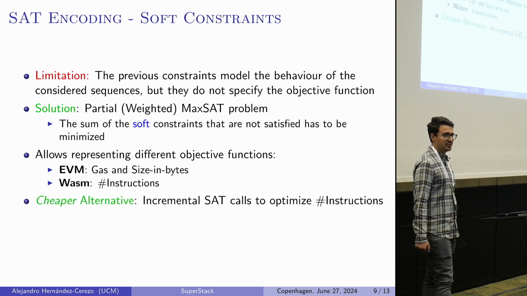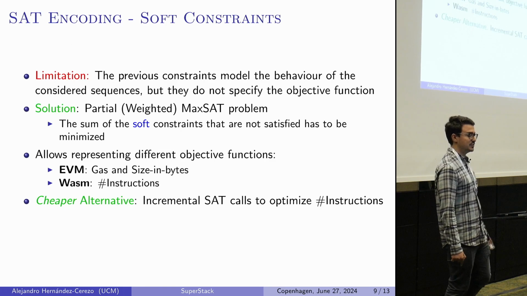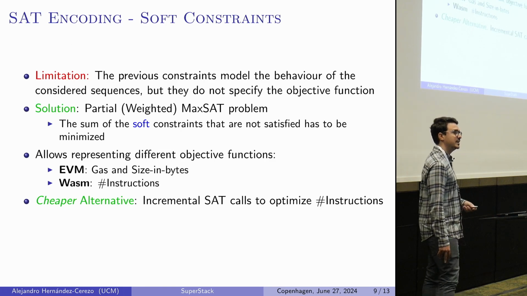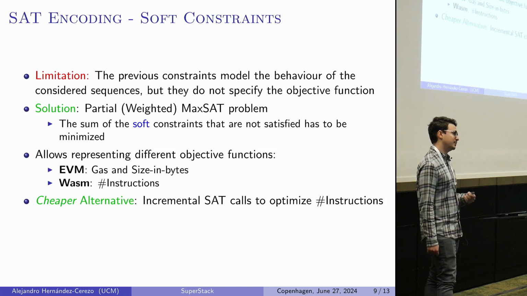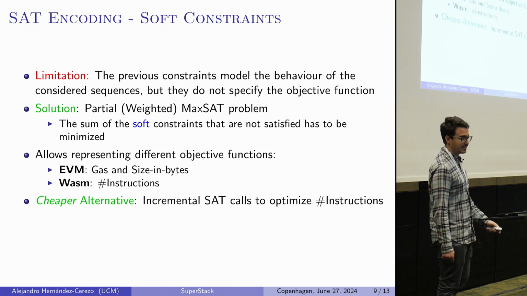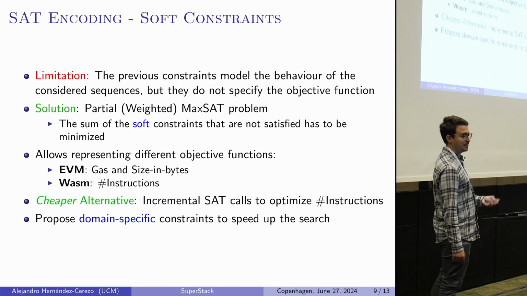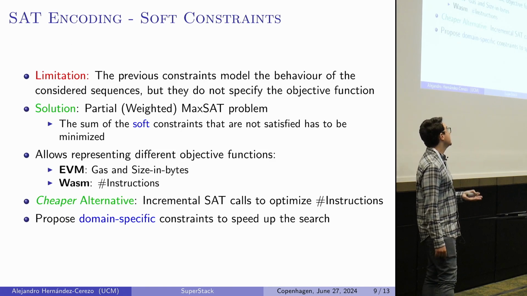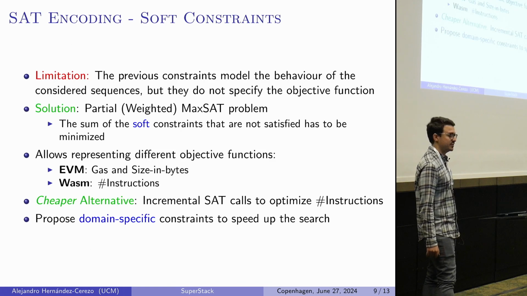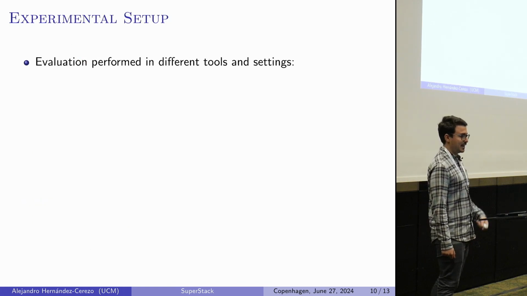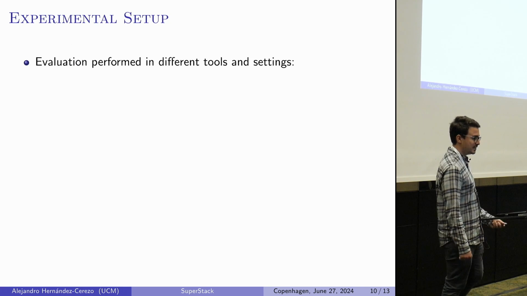And we are also proposing a cheaper alternative that makes use of an incremental SAT solver in order to optimize the number of instructions in a valid sequence. Finally, here we have some domain-specific constraints that are going to be introduced and are used to speed up the search. Okay, so I'm going to conclude with some of the experiments we have performed.